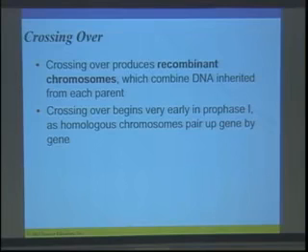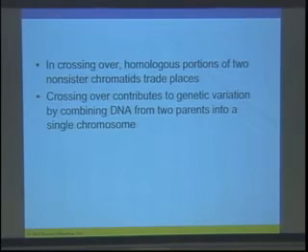Crossing over begins in prophase one, in the prophase step of the first meiotic division, as homologous chromosomes pair up gene by gene, so they pair up precisely. In crossing over, homologous portions of two sister chromatids can change places. This contributes to genetic variation. This allows alleles to segregate randomly, or semi-randomly. We'll see that you can in fact calculate how far apart genes are based on how often they are able to cross over.